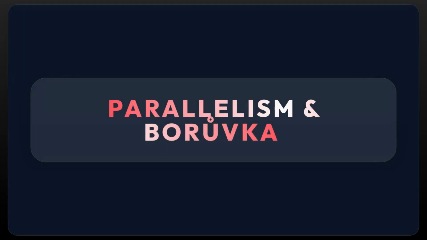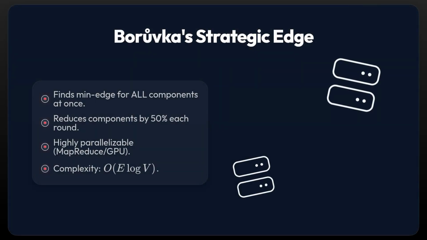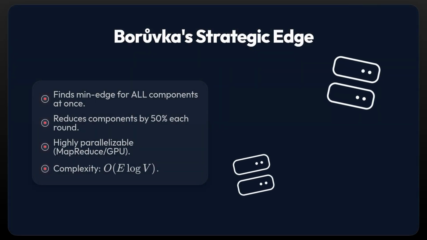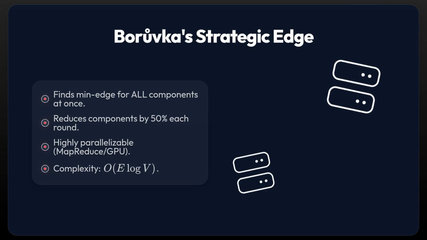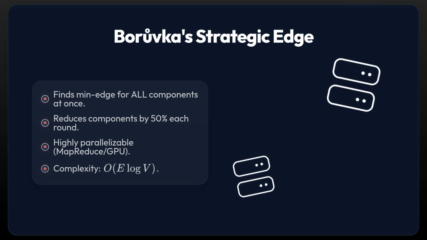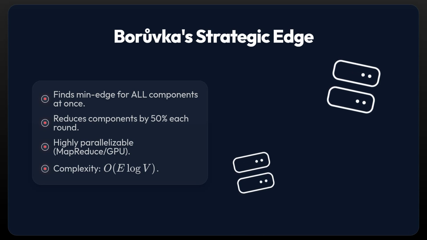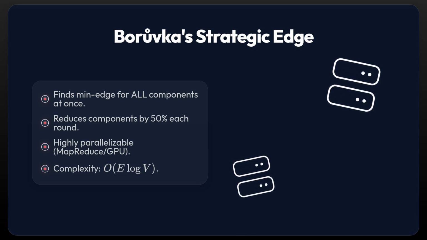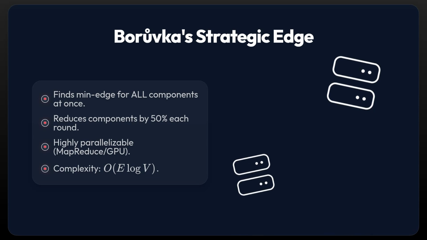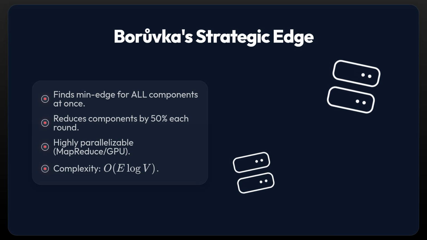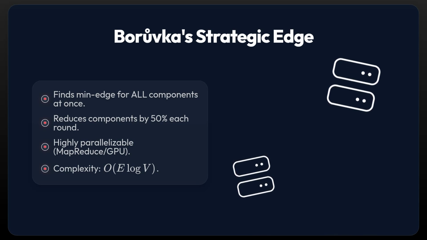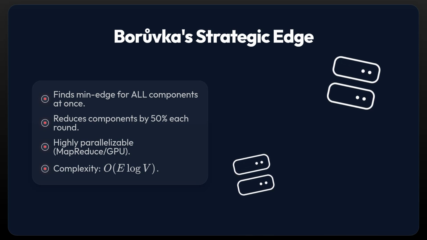While Prim and Kruskal are famous, Boruvka's algorithm is making a comeback in the age of parallel computing and GPUs. Boruvka's method is a hybrid. In each round, every single connected component simultaneously finds its cheapest outgoing edge. This can be done in parallel across thousands of processor cores. This drastically reduces the number of components by half each round, making it incredibly fast for distributed systems.